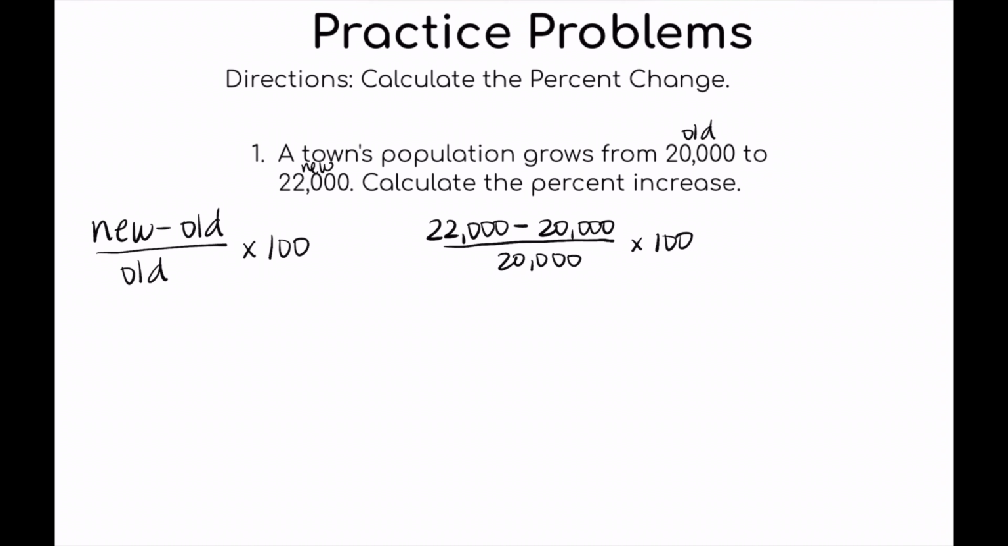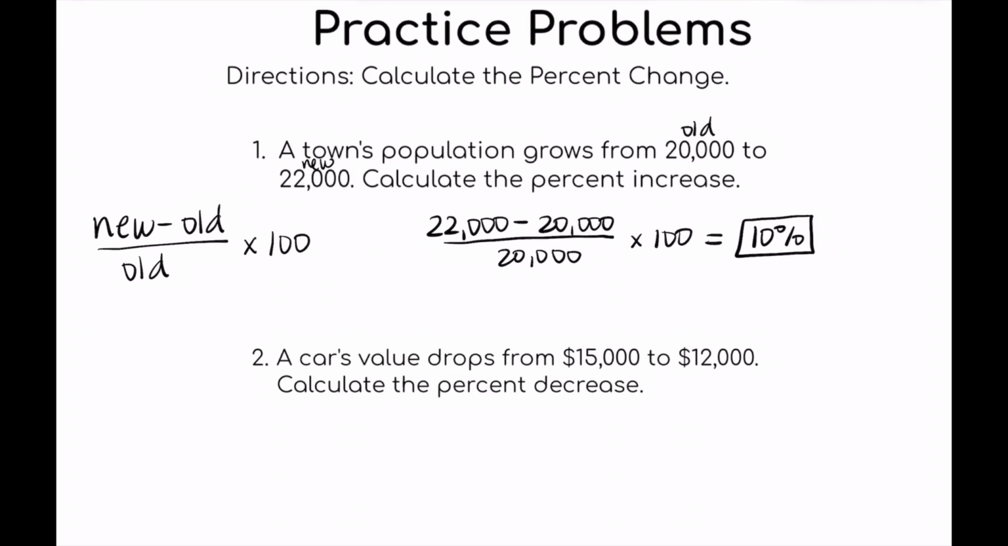When we do that, we end up getting 10%. So our percent increase here is 10%. The population is growing by 10%. That wraps up number 1. Now we'll get into number 2.